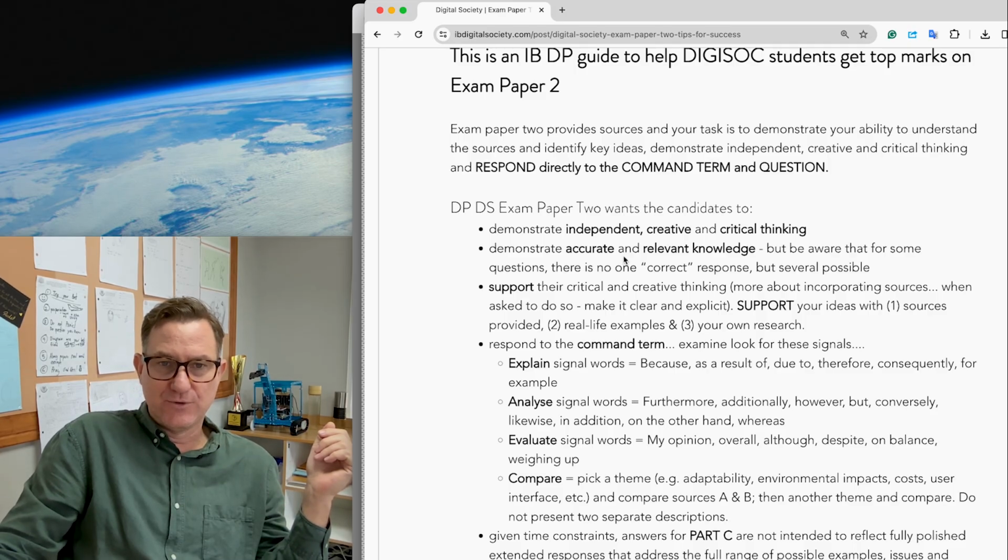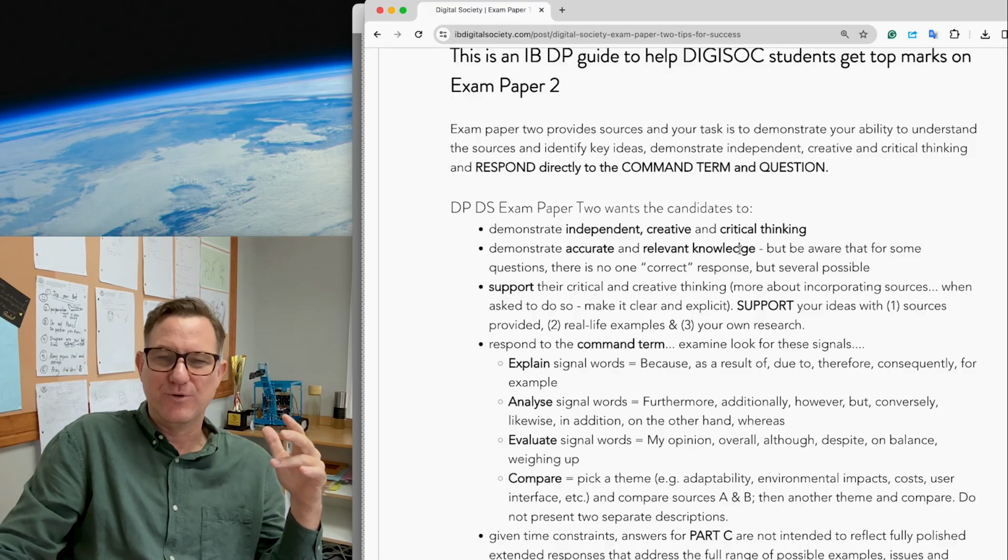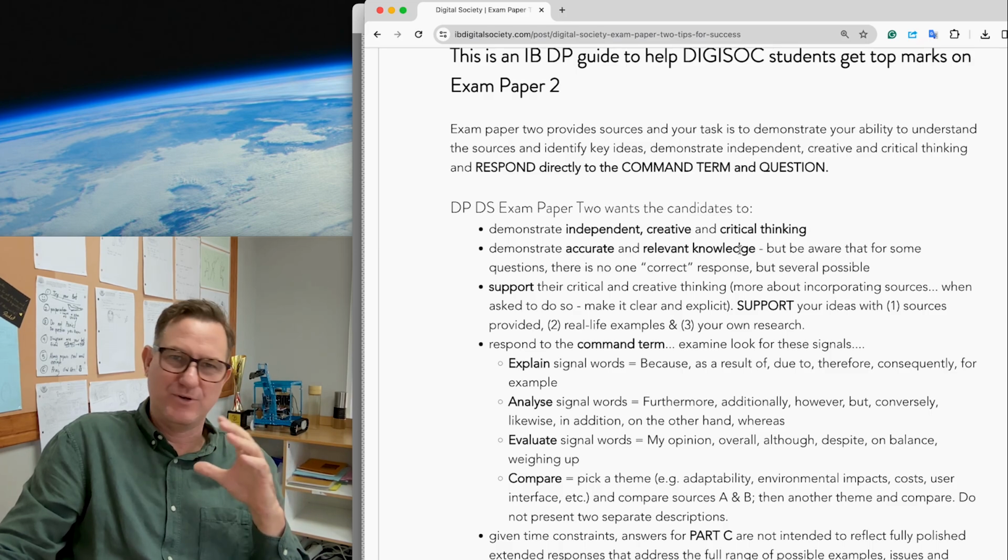Now, you need to also demonstrate accurate and relevant knowledge. So I know some students think, oh, I can just bluff my way through. If you're not demonstrating that you actually have some accurate knowledge, you're not going to get good marks. So you need to demonstrate you've got accurate and relevant knowledge.